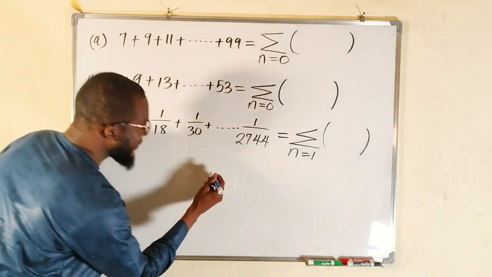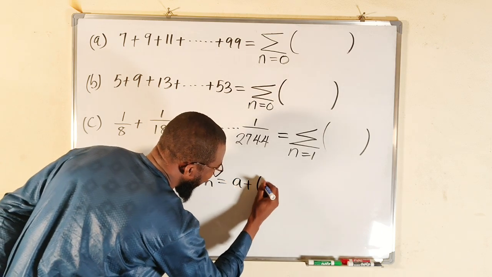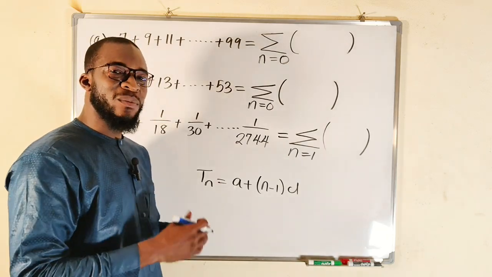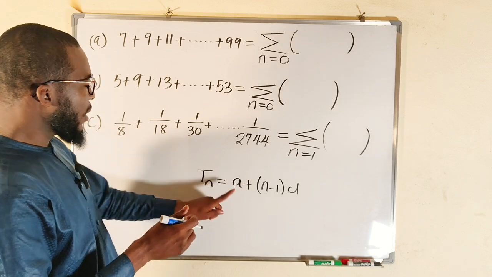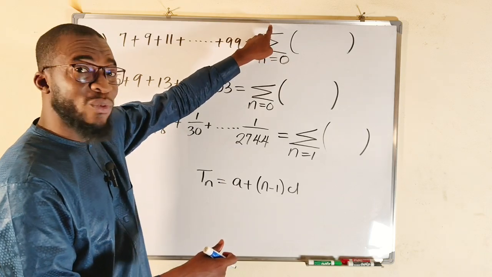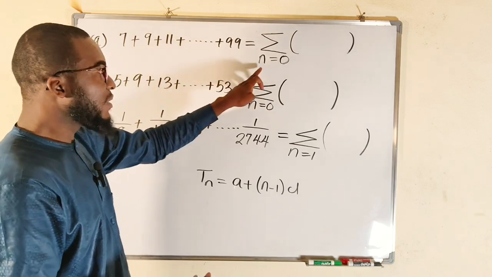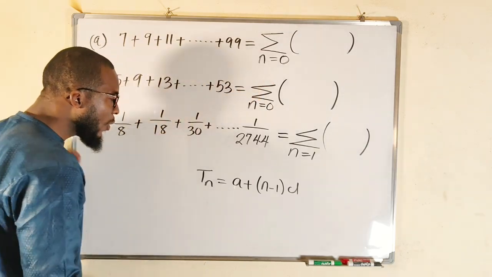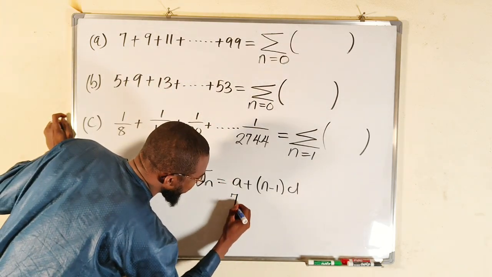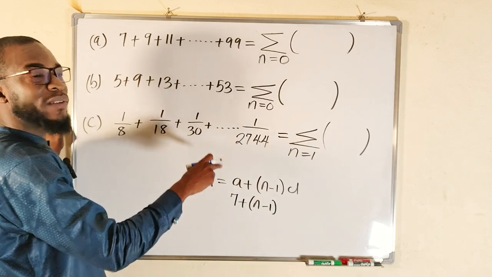And what is that formula? Tn is equal to a plus (n minus 1) multiplied by d. Remember, this is the nth term of an arithmetic sequence. So we can use this to define every single term. Then we take the summation from 0 to a certain number, because we want n to start from 0. a is always the first term, which is given as 7. We don't know n, the number of terms, but the constant common difference is 2.